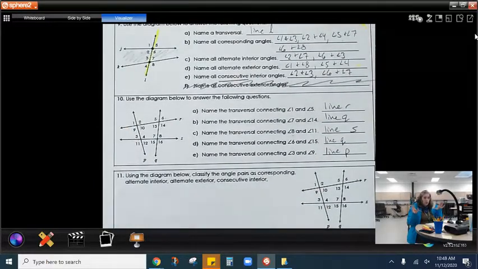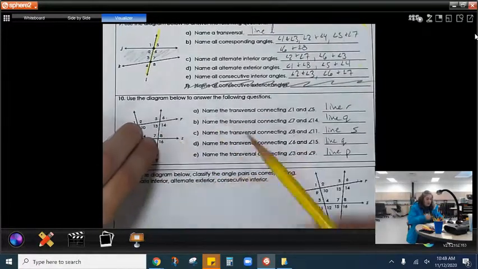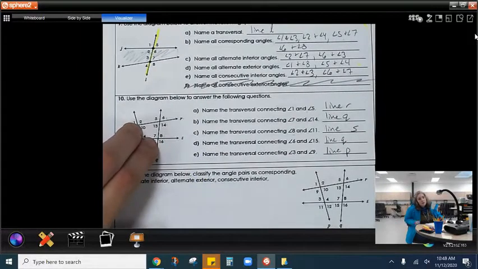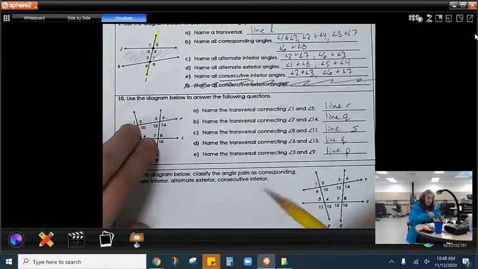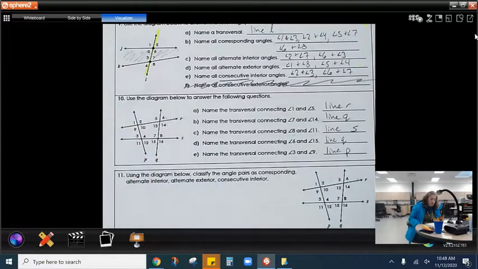All right, here's a total aside, but I want to say it anyways. Which transversal connects angle 10 and angle 7? Which line touches them both? None. There is not one line that touches both angle 10 and angle 7. They do not have a transversal that connects them, all right?